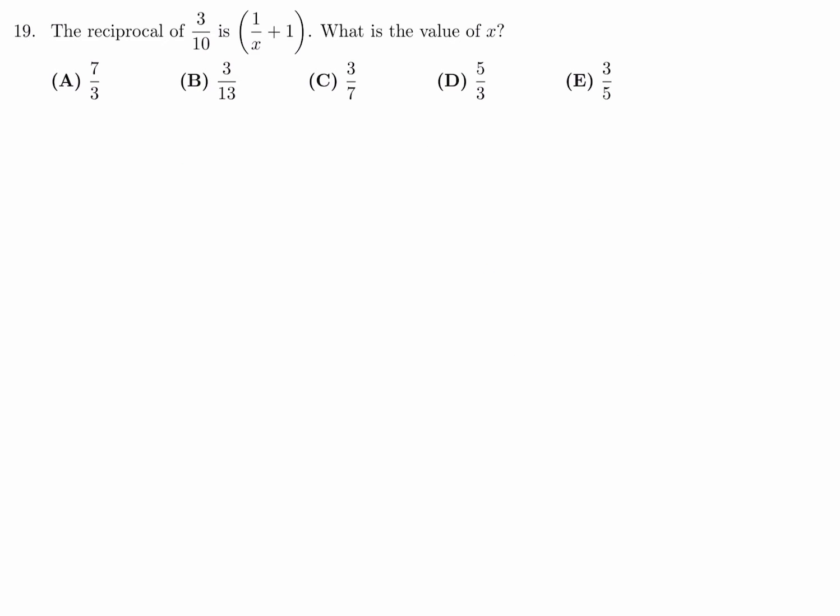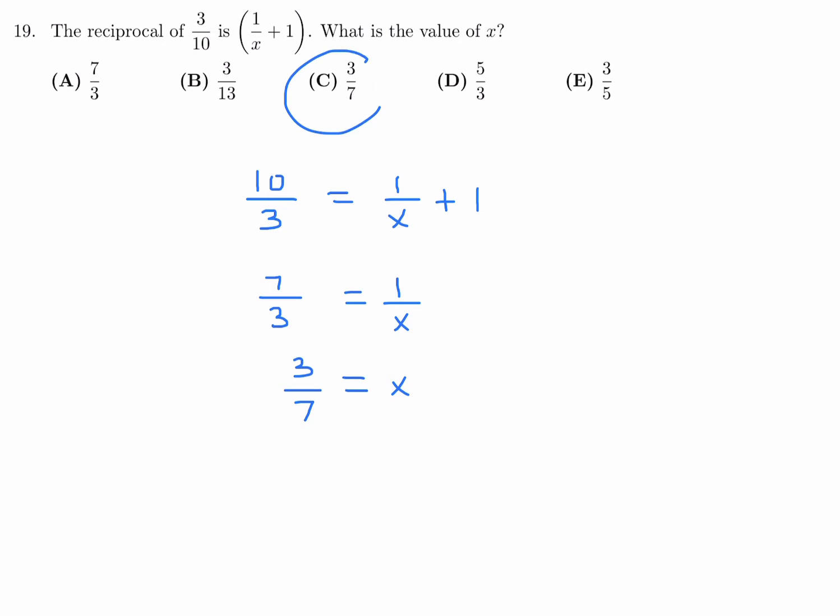The reciprocal of 3/10 is 1 over x plus 1. What is the value of x? So the reciprocal of 3 over 10 is 10 over 3. And that is equal to 1 over x plus 1. Subtract 1 from both sides and you get 7 over 3 is equal to 1 over x. And just flip it, and you get x is equal to 3 over 7. So number 19, the answer is C.